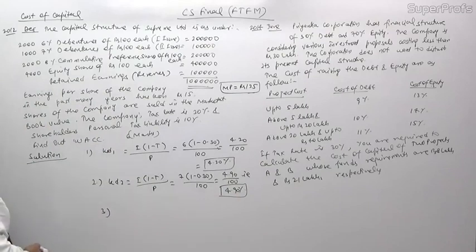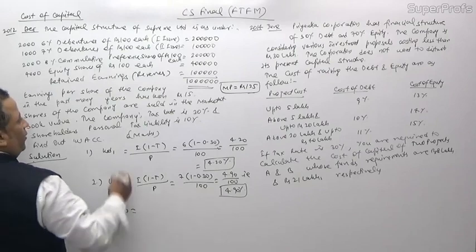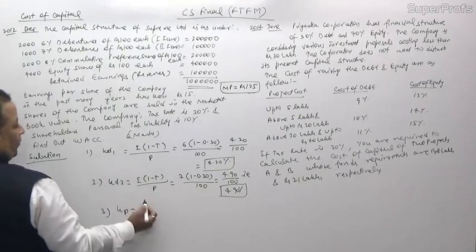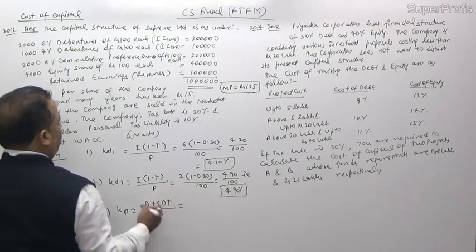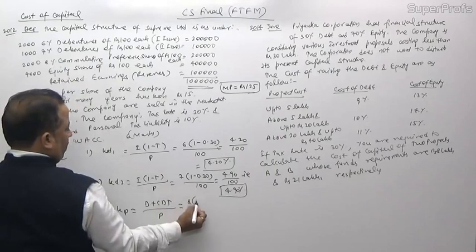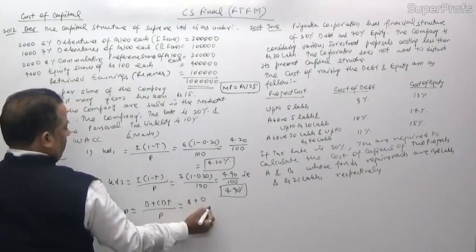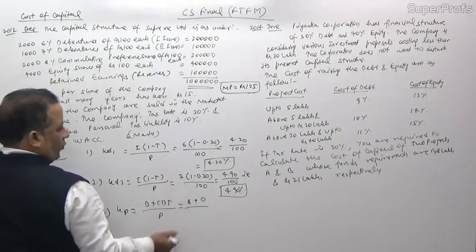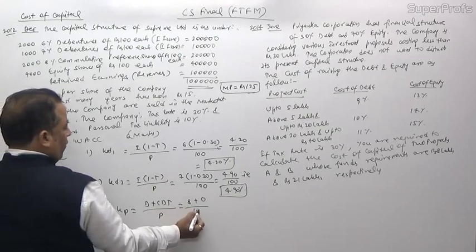Number 3, the cost of preference shares, the Kp. The cost of preference share is D plus CDT divided by P. D means dividend. Dividend is 8% of 100, means 8. CDT is 0. P stands for flotation price, not given, market price not given. Face value 100.